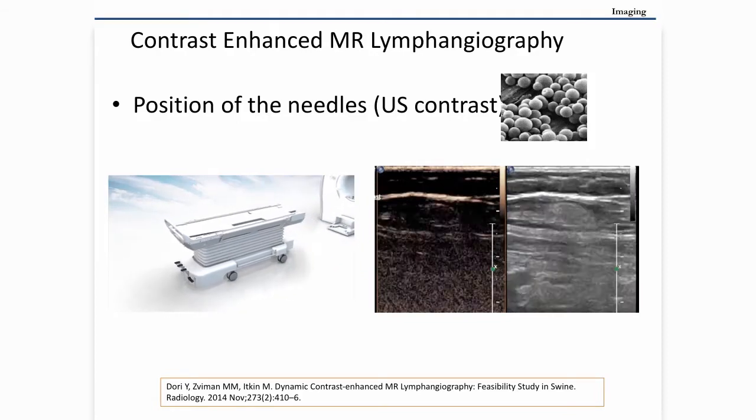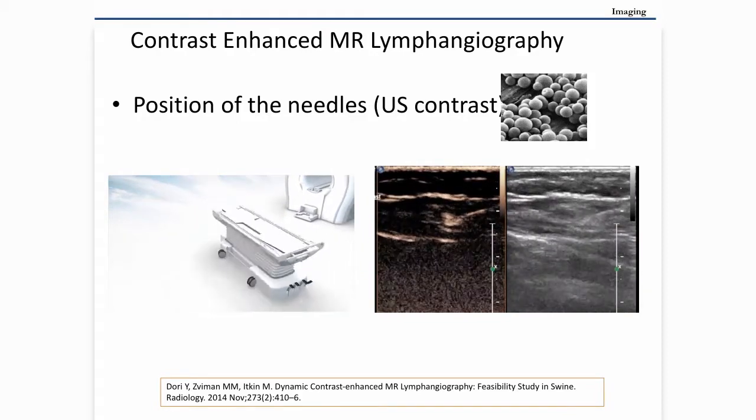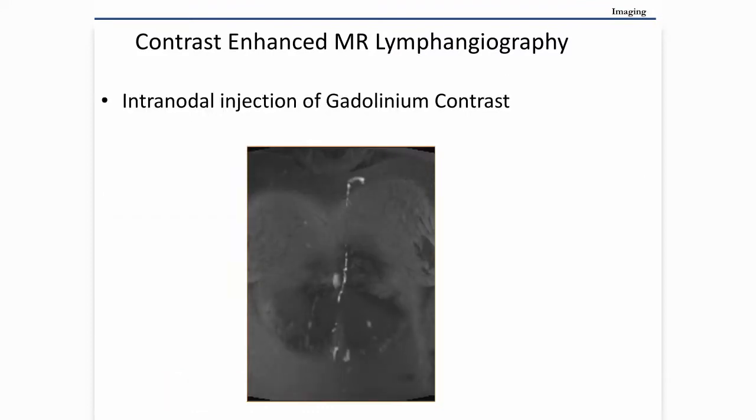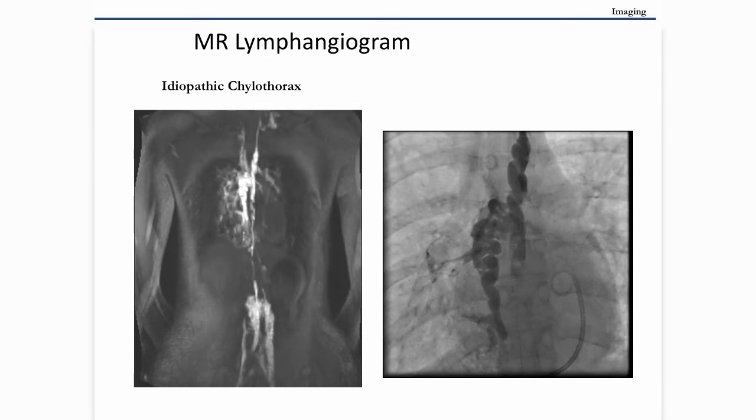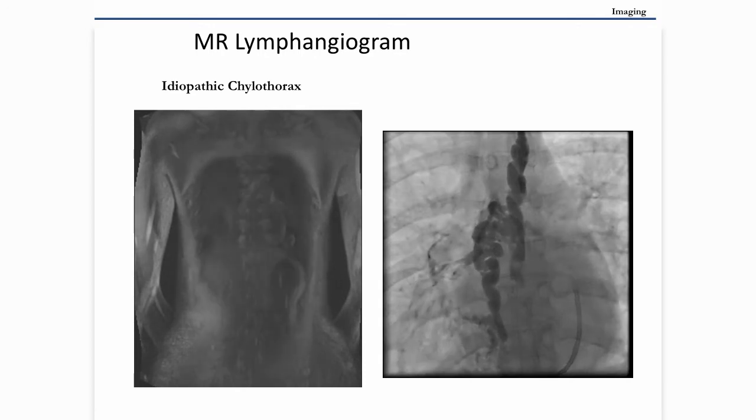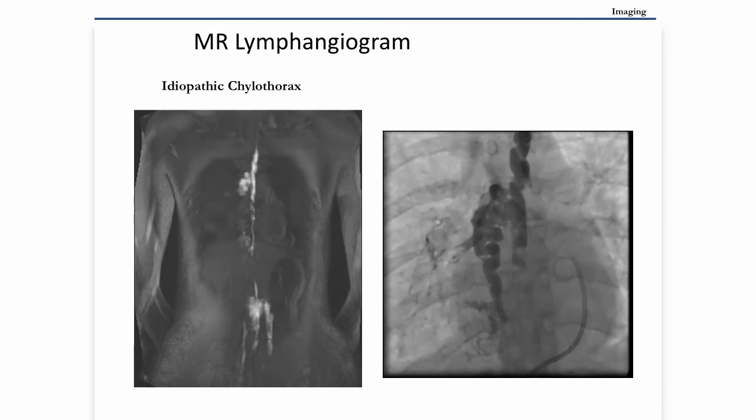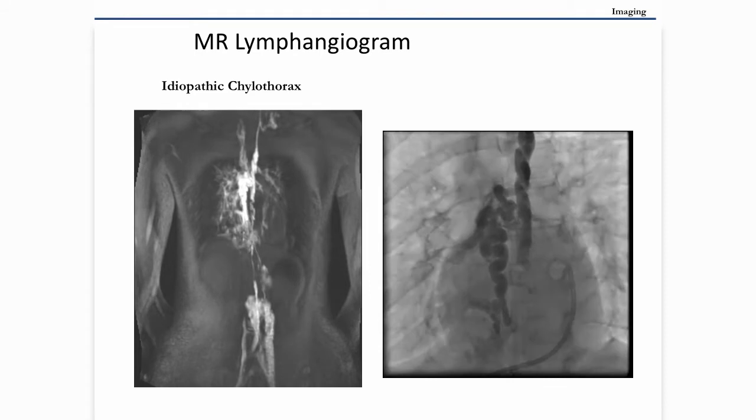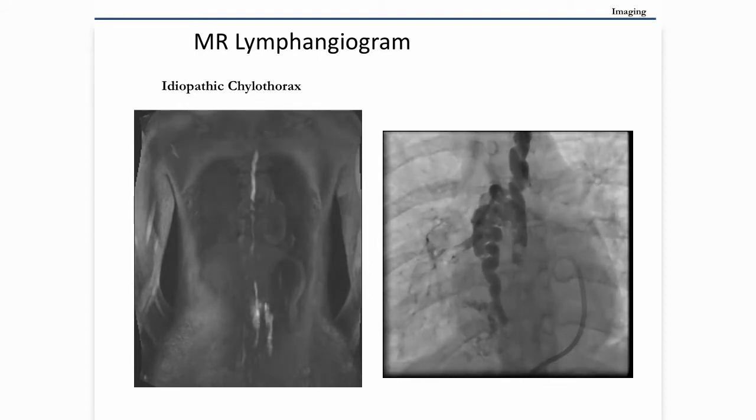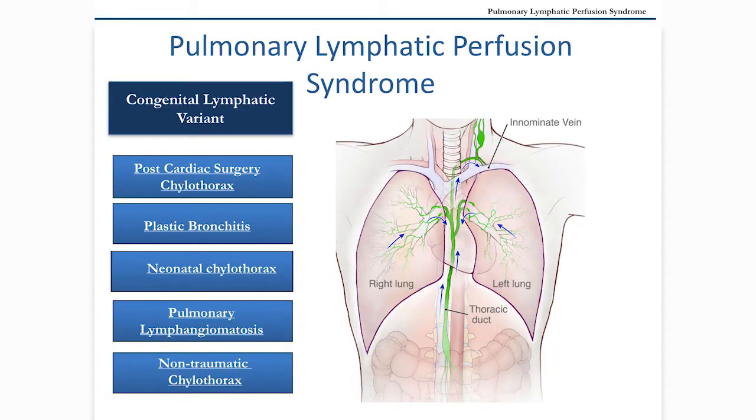You can see here the lymphatic ducts in the groin. And then we can get pictures similar to that. This is normal, over 10 minutes. A beautiful, normal thoracic duct. But here's something clearly abnormal. Here you can see abnormal lymphatic flow from the thoracic duct going into the lung parenchyma on MRI. And when we inject the thoracic duct, we confirm the same findings. This is a patient with idiopathic chylothorax.